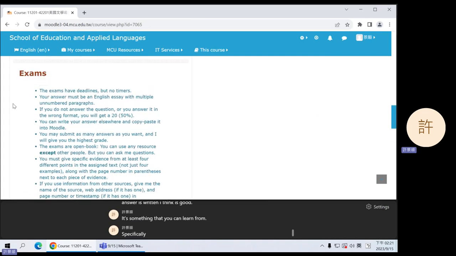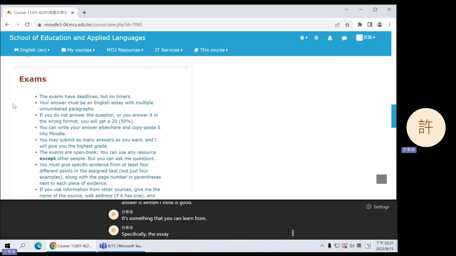Specifically, the essay questions are also open questions. 都是开放题. There's no right or wrong answer. It depends on how you support your answer. I'll tell you the question right now. Okay, here is your midterm question and final question.